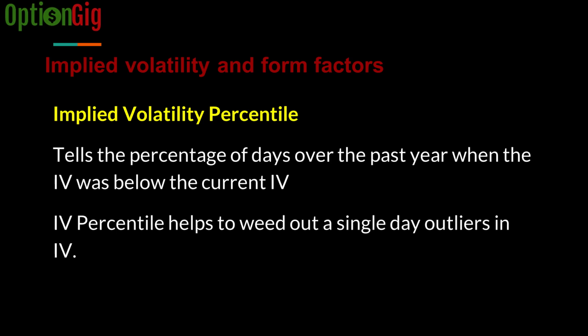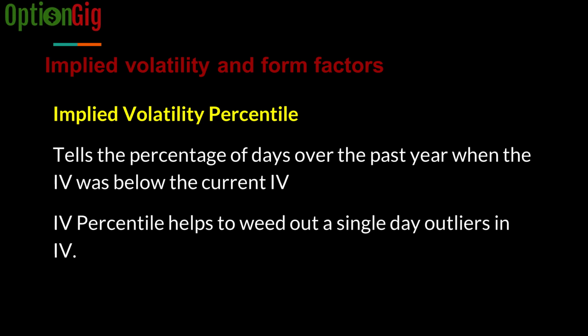IV percentile will tell us the percentage of days over the past year when the IV has been below the current IV. An IV percentile helps to weed out single day outliers in the IV. Okay, I'll try to explain it with an example. In the IV rank, two important factors are the highest IV and the lowest IV over a period of 1 year. Let's say something happened on one particular day on that stock.